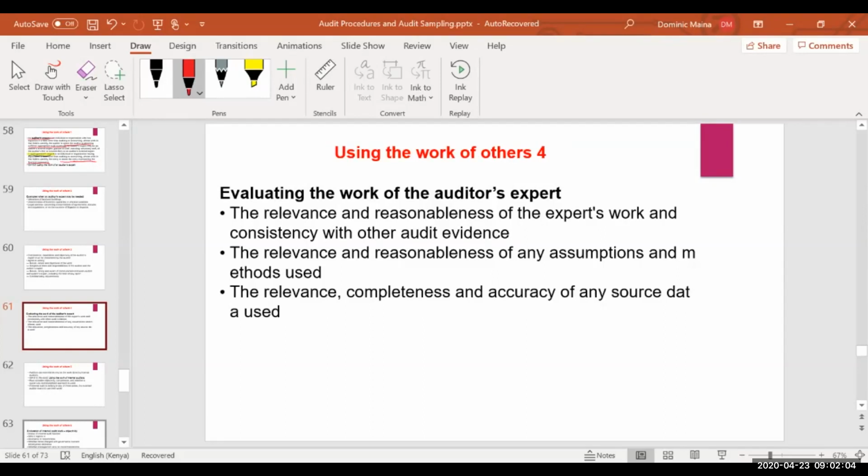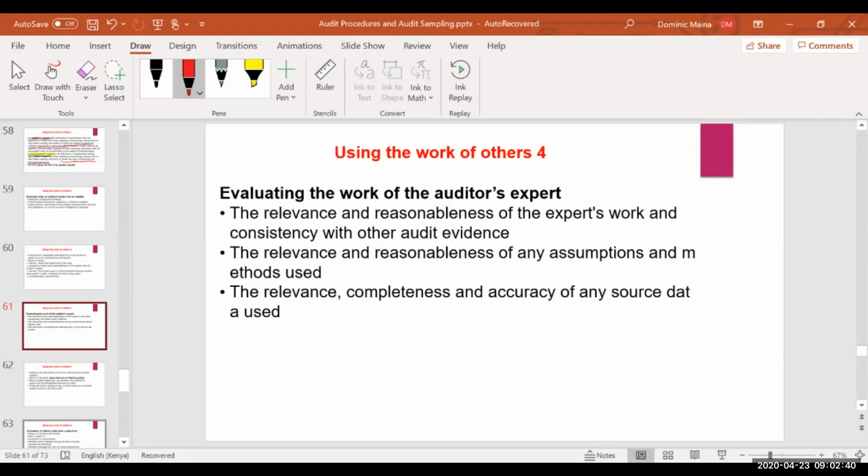Also consider the assumptions they have used in their calculations, for example. If they are valuers, what did they assume? If it was a valuation of a building, how many years did they assume this building is going to last? If it's a valuation of machinery, what assumptions have they used? What is the age of this particular machine? How many years can it be used? All those things you also need to consider when it comes to evaluation of their work, the assumptions they may have used in their calculations.